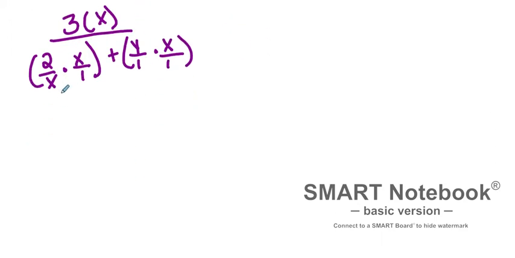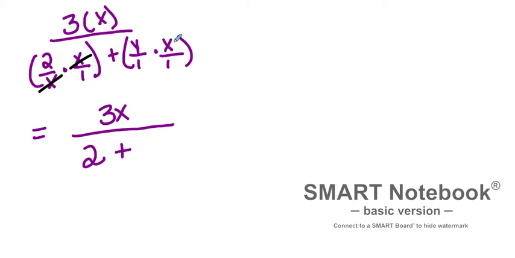Okay? So up top I have a 3x, easy. At the bottom, my x's will cancel, so I'll be left with a 2 over 1, so just a 2, plus, and then this second piece here is just y times x over 1. So that's the same thing as xy if I put it in alphabetical order. Okay? And that's your final answer.